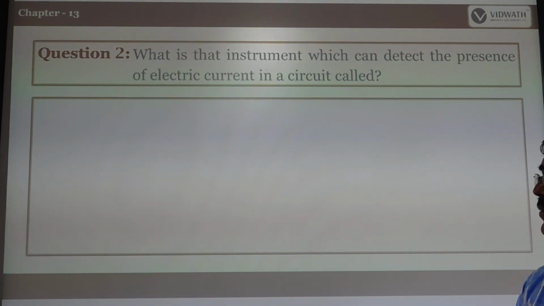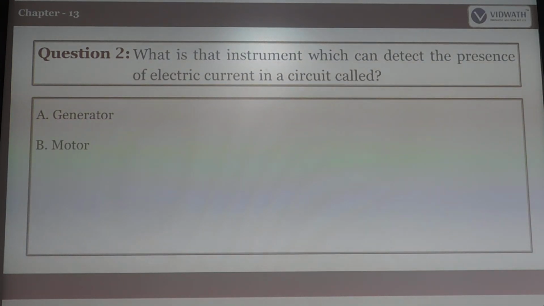Next, second question. What is the instrument which can detect the presence of electric current in a circuit coil? Generator, motor, galvanometer, or none of the above? The correct answer is galvanometer.